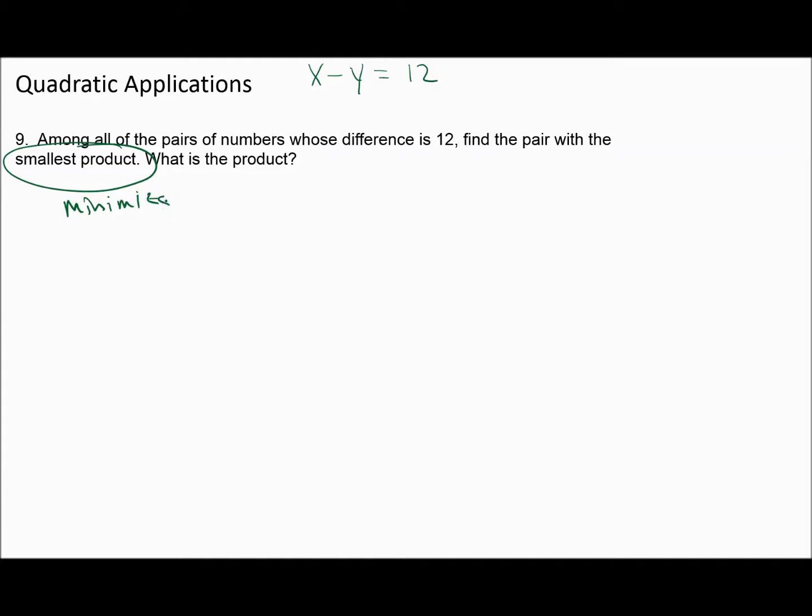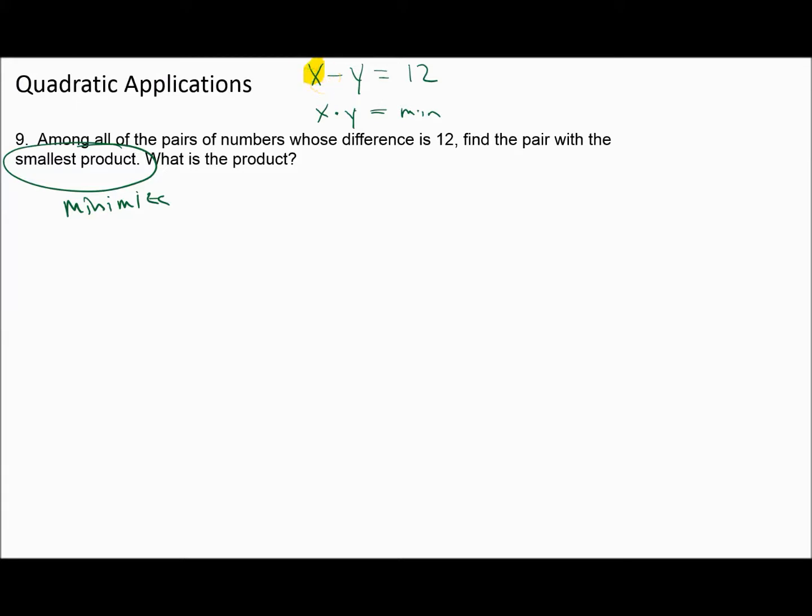Still a vertex problem. Whether you maximize or minimize, it's a vertex problem. And product means multiply. So I'm multiplying x times y, and that's supposed to give me a minimum. Or you could call it f of x if you want to. Remember, the goal every time is to solve for x or y and then substitute in the next one. So I'm going to solve for x. I think that's what I've done every single time.